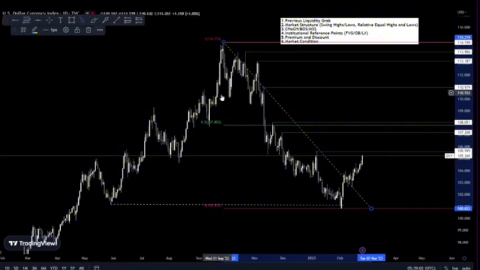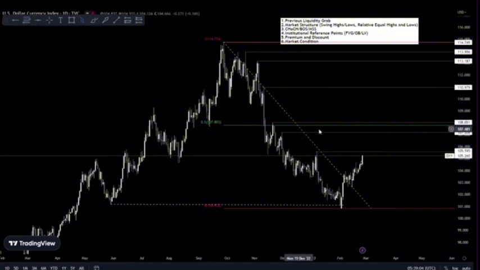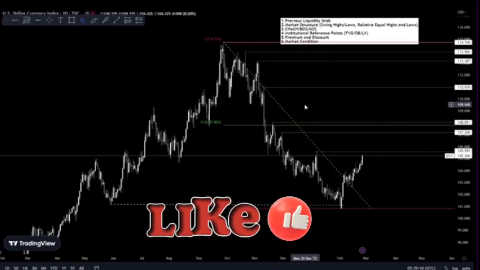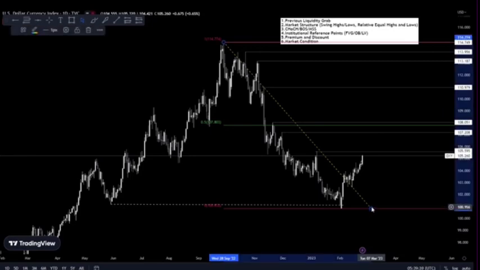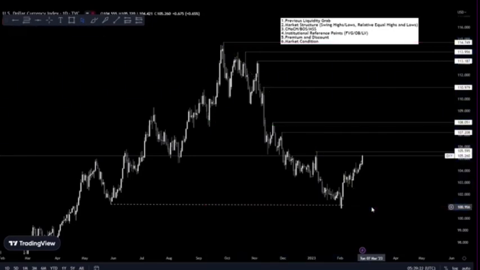So what we are seeing right here, from the middle down is where our discount level is, and the upside is where we find our premium. So we are currently at a discount level, so we expect price to deliver liquidity to the premium level. I'm taking this gradually so you can get everything properly.